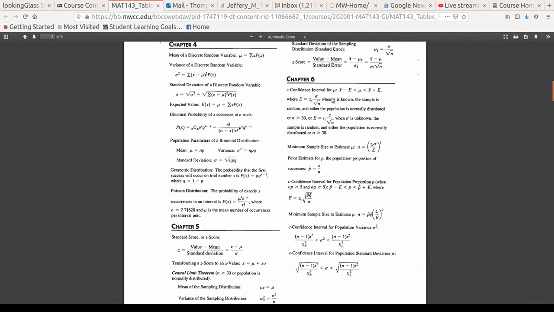And I hope we can see the similarity in error. Error is the critical value times the standard deviation over the square root of n. And if you notice over here, the standard deviation of a binomial distribution was the square root of NPQ. And so that pops over into here.